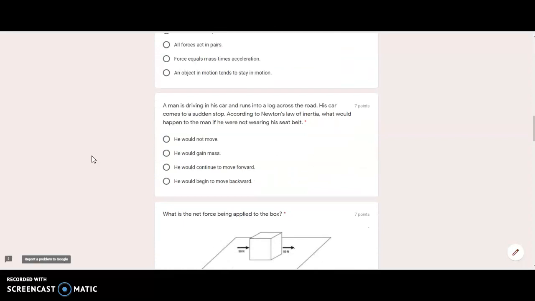Next question. A man is driving in his car and runs into a log across the road. His car comes to a sudden stop. According to Newton's law of inertia, what would happen to the man if he were not wearing his seatbelt? He would not move, he would gain mass, he would continue to move forward, or he would begin to move backwards.